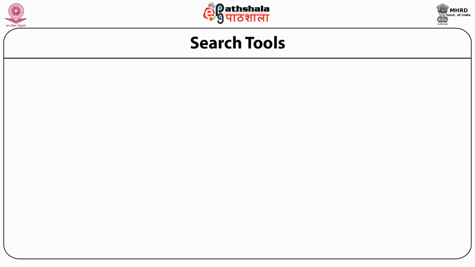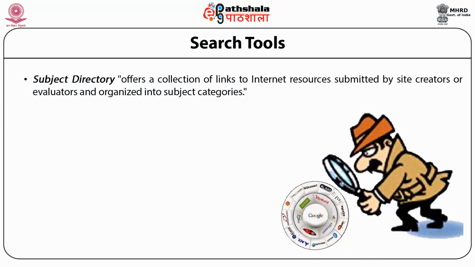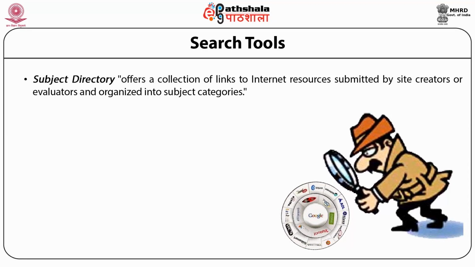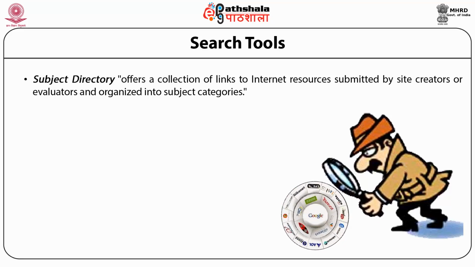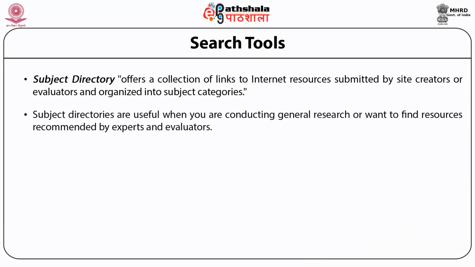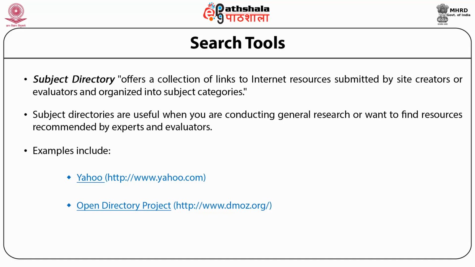Coming to the search tools, there are subject directories, which offer a collection of links to internet resources submitted by site creators or evaluators and organized into subject categories. Subject directories are useful when you are conducting general research or want to find resources recommended by experts and evaluators. Examples are Yahoo, the Open Directory Project, and about.com.